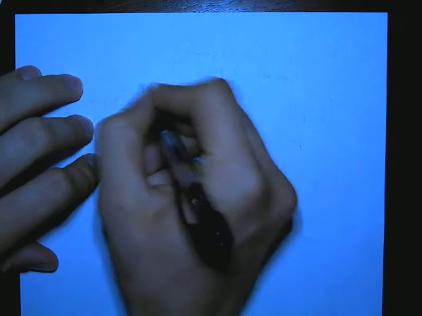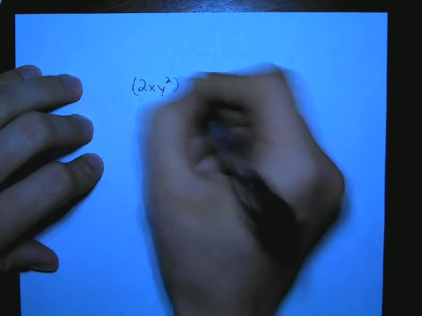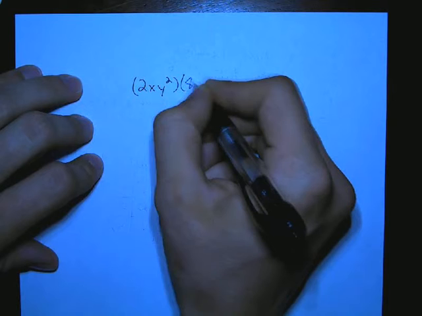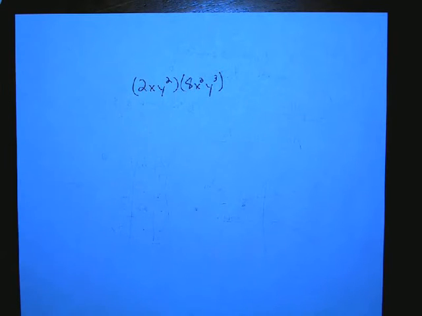Alright, monomial multiplication is fairly easy. Let's say you've got yourself a term or a monomial, 2xy squared, and you're going to multiply it by another term. Let's say 8x^2y^3. The process in doing this is fairly simple.